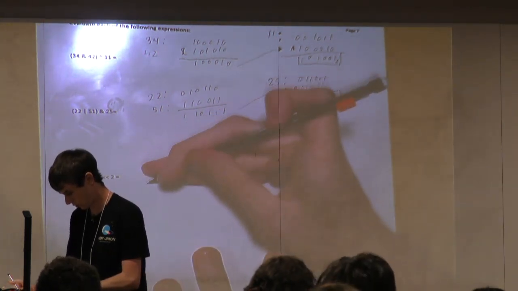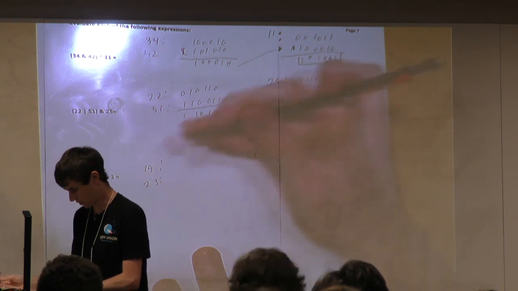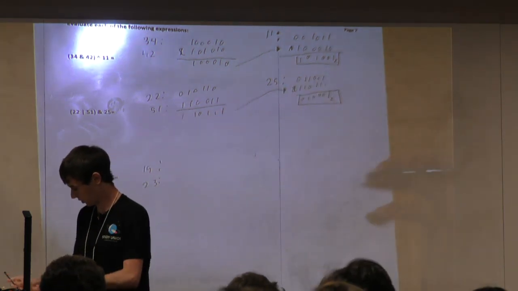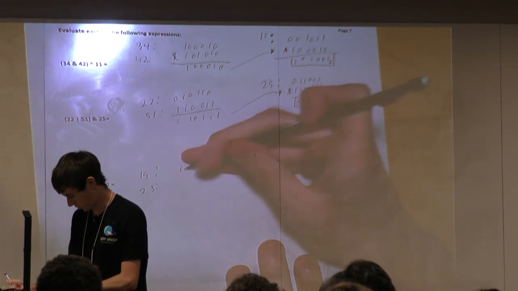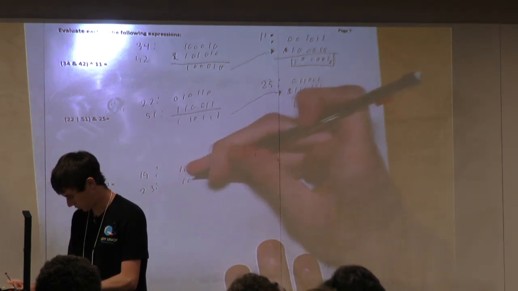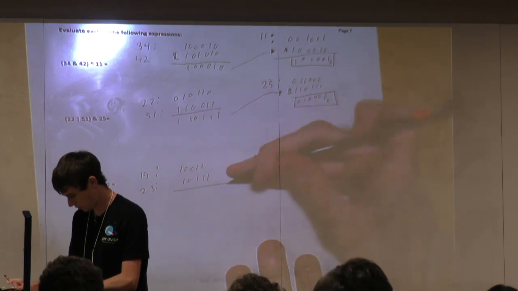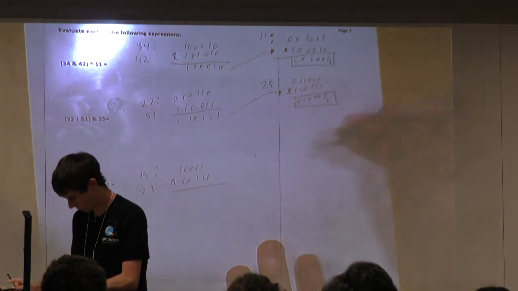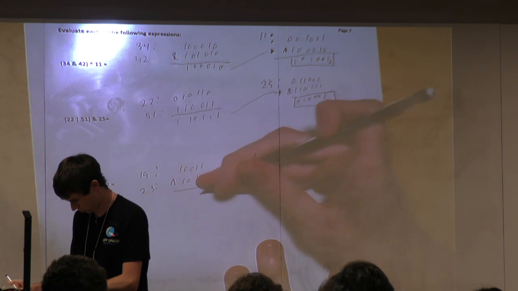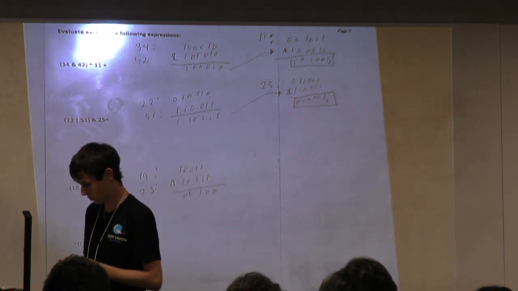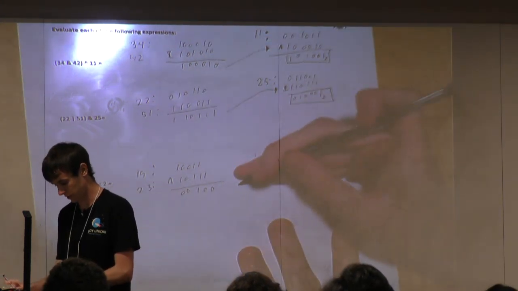So 19, 23. Like I said before, we'll do our parentheses outwards. 19 is 1, 0, 0, 1, 1, 1, 0, 1, 1, 1. Yeah, I wrote that right. And then we're XORing it. So 0, 0, 1, 0, 0. That's not bad.